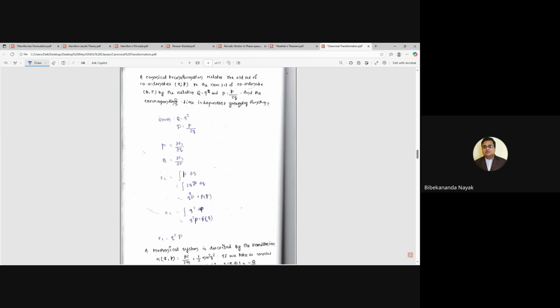Suppose a relation exists between small p, q and we have to find the generating function. Given capital Q is q square and capital P is p by 2q. We know one old, one new relation is given, so we can calculate it. For that reason, it is easy to define which one. Capital Q is q square, small p is equal to 2q capital P. Okay.